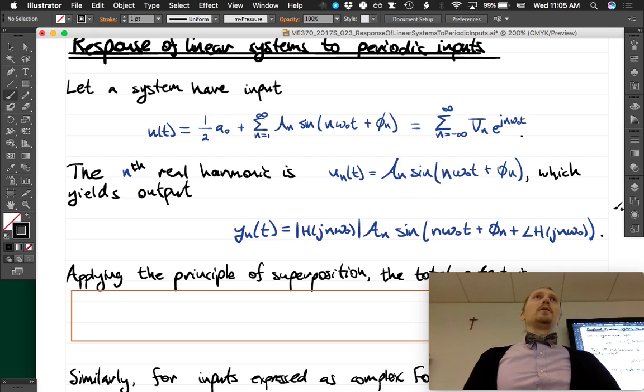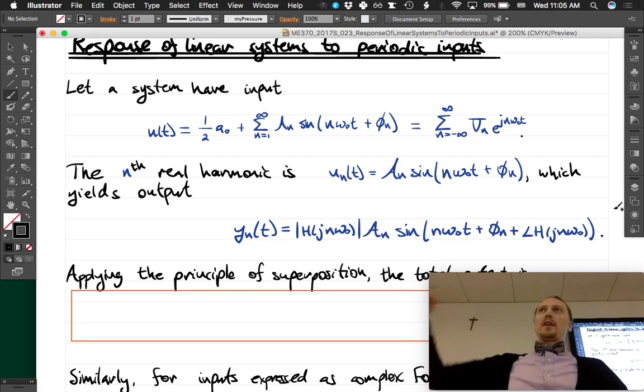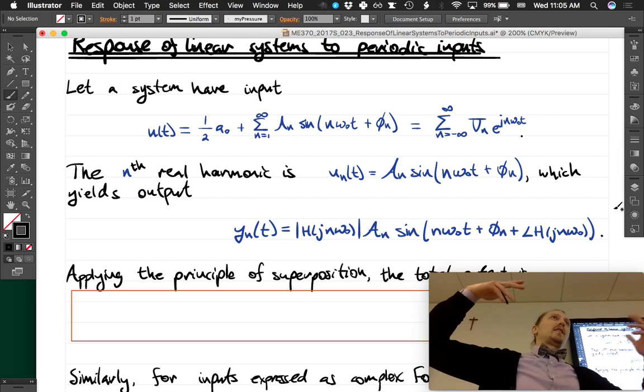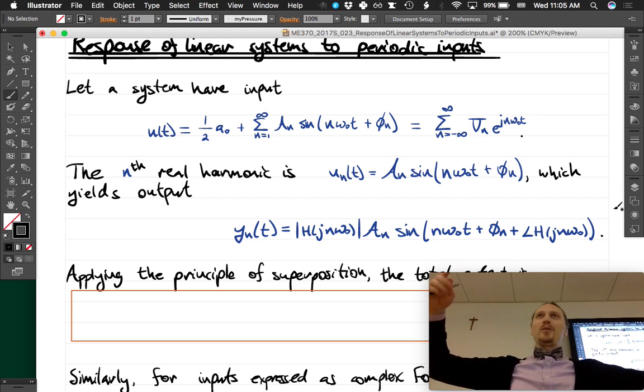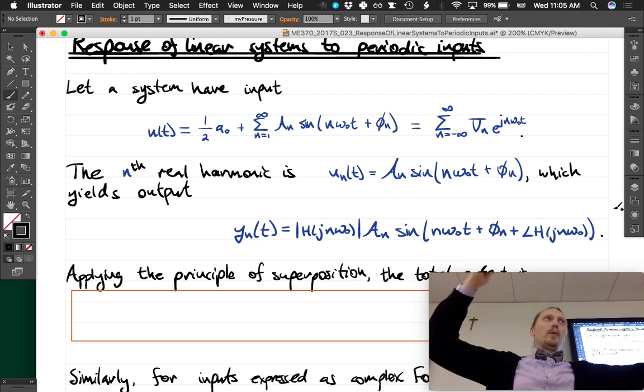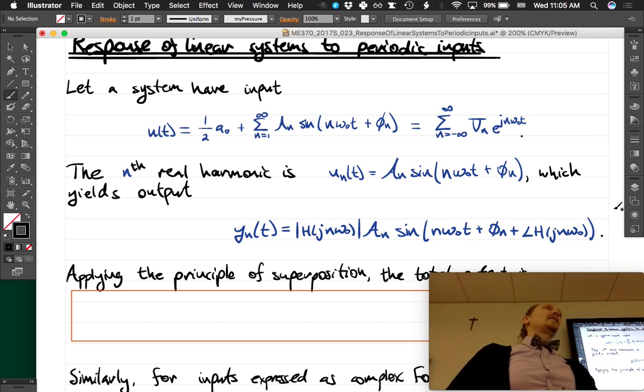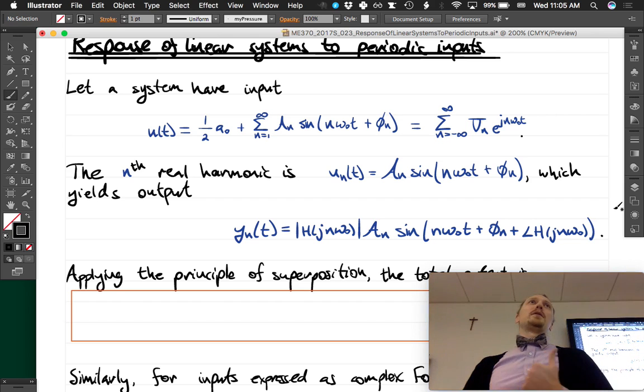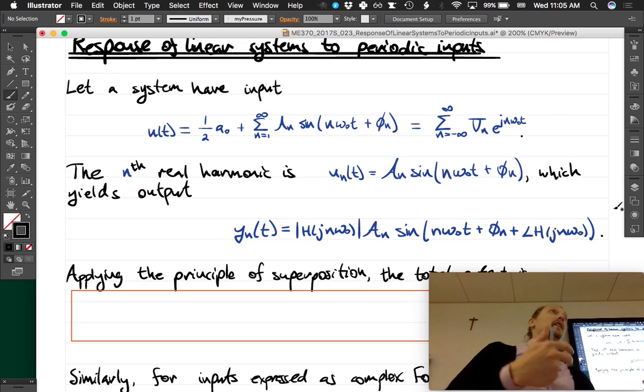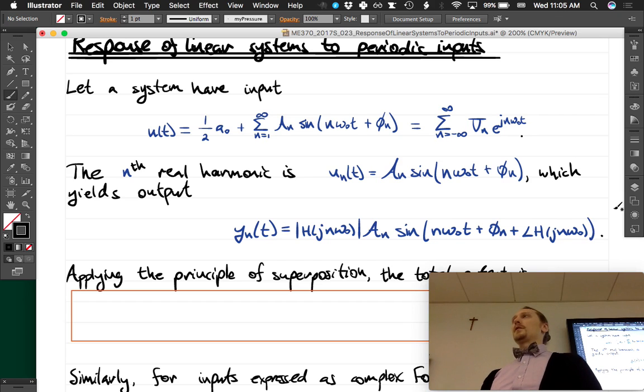That totally jives with our understanding of what happens if you put a sinusoidal input in. You get a steady state response that is a sinusoidal output with a changed magnitude that's scaled by the magnitude of the frequency response function, and a changed phase, where the original phase is summed with the phase of the frequency response function.